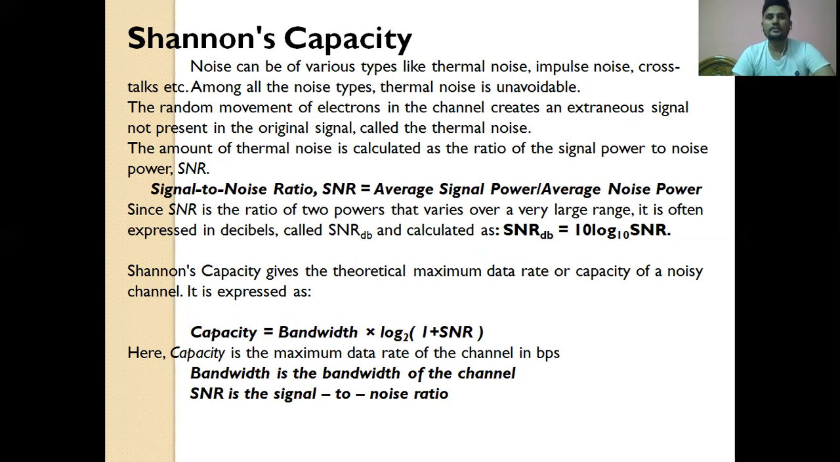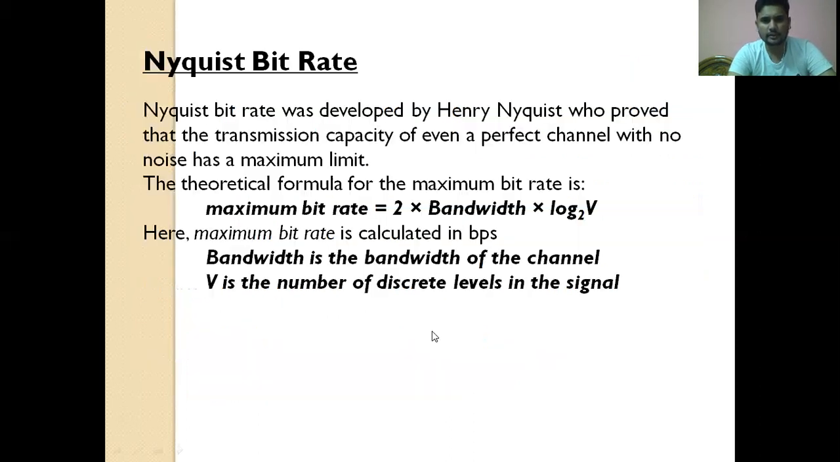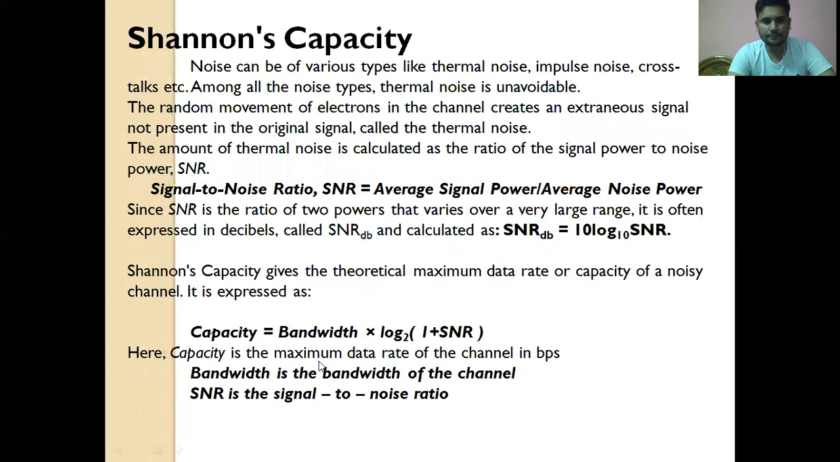Regarding Shannon's capacity, noise can be of various types like thermal noise, induced noise, and crosstalk. Among all the noise types, thermal noise is unavoidable. So this is the formula: capacity is equal to bandwidth times log 2 of 1 plus SNR. Compare this with 2 times bandwidth times log 2 V. Here the bandwidth is the bandwidth of the channel and SNR is the signal to noise ratio.